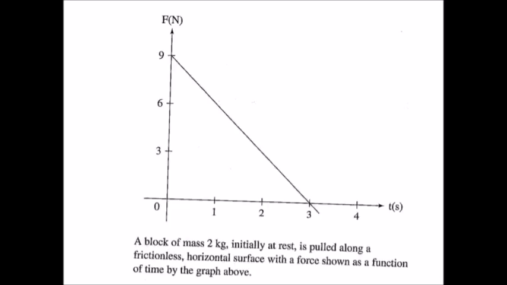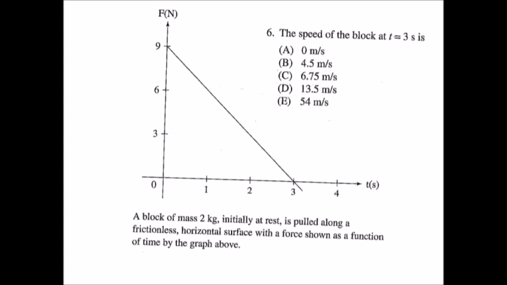Couple extra problems this time, starting with number 6. We got double problem setups here. A block of mass 2 kilograms initially at rest is pulled along a frictionless horizontal surface with the force shown as a function of time. Question 6. The speed of the block at t equals 3 seconds, and we have here a changing force.